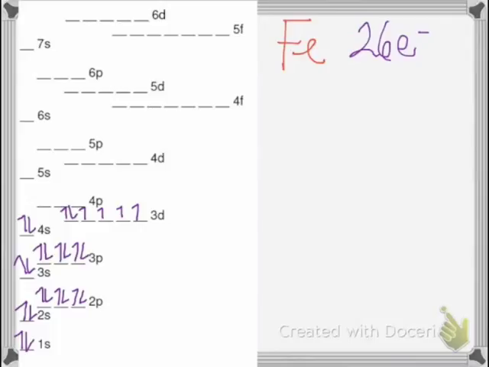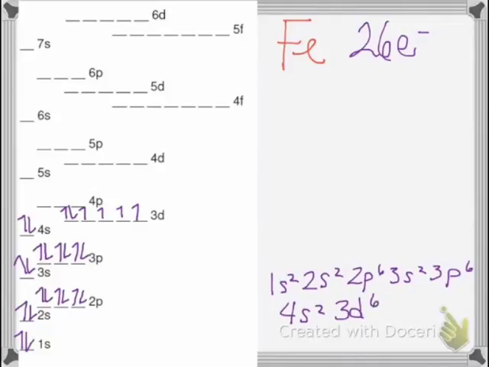So now we need to write out our electron configuration. It's exactly like we've been doing, it's just longer now. All right, so let's see what we need to write. We have 1s2, 2s2, 2p6, 3s2, 3p6, 4s2, and 3d6. All right, so what did you notice we did? What do you notice about our big numbers?